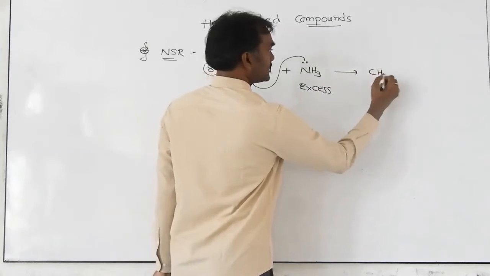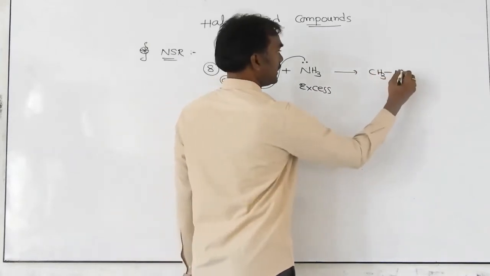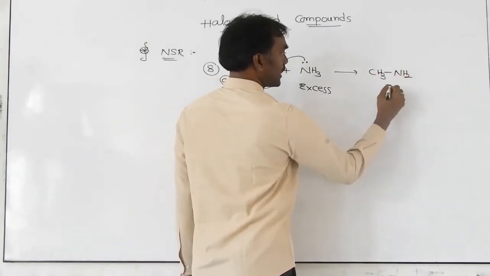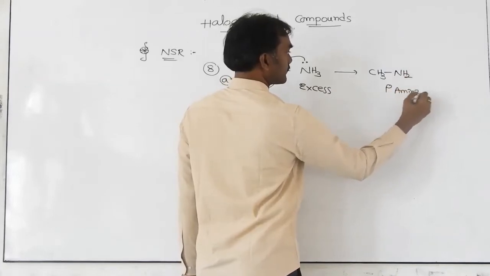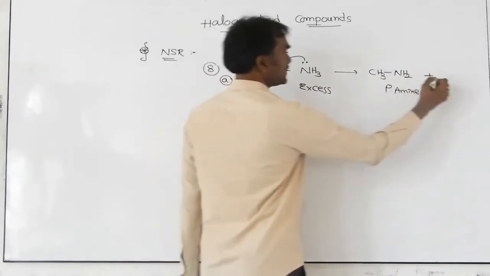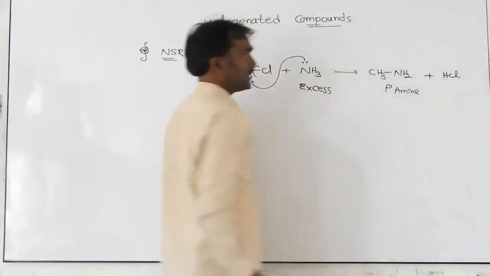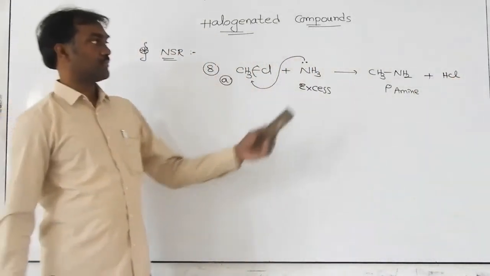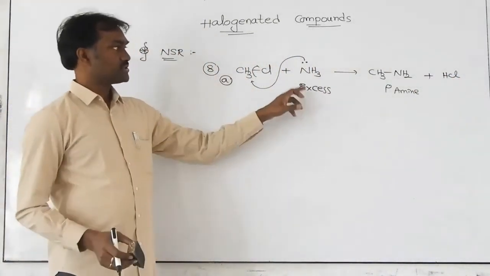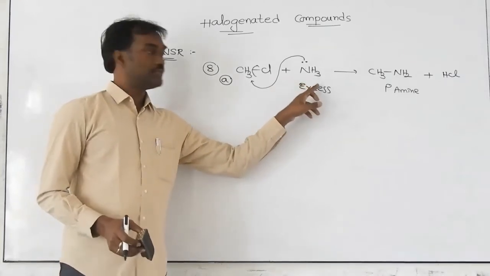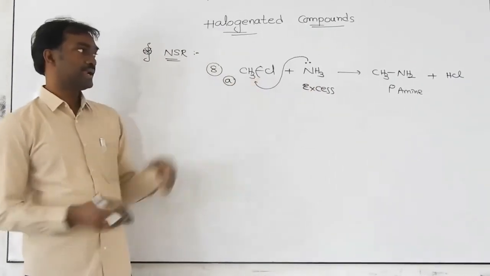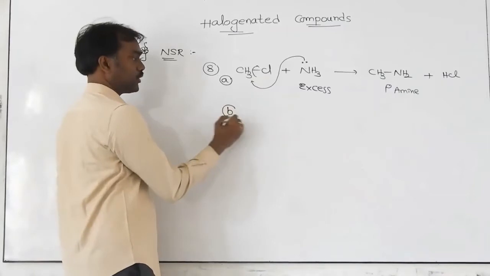So you are getting CH3NH2, a primary amine, plus H and Cl. HCl will be eliminated. You are getting primary amines. Suppose instead of excess ammonia, you take the alkyl halide in excess. Then what happens?